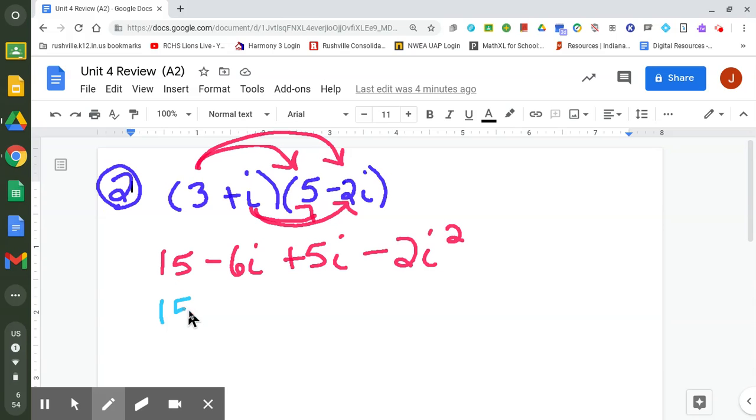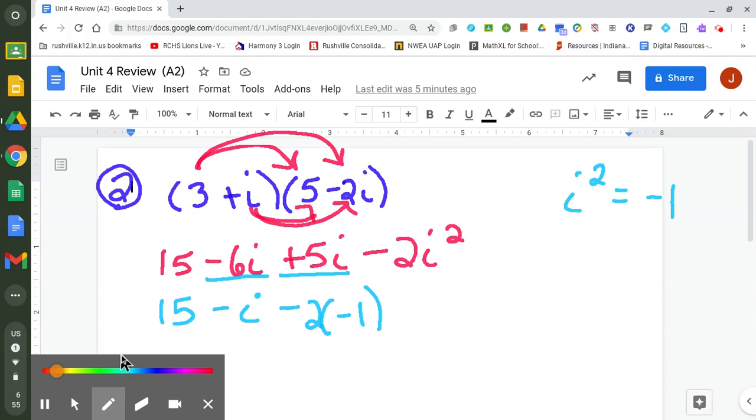So 15, there is no other term like that. But I have a negative 6i and a positive 5i, and I need to combine those, which gives me negative i. And then I have negative 2i squared. We can't leave i squared in an answer. So i squared is the same as just negative 1. When I go to write this down, I'm going to do minus 2, but instead of the i squared, it's being multiplied by negative 1.